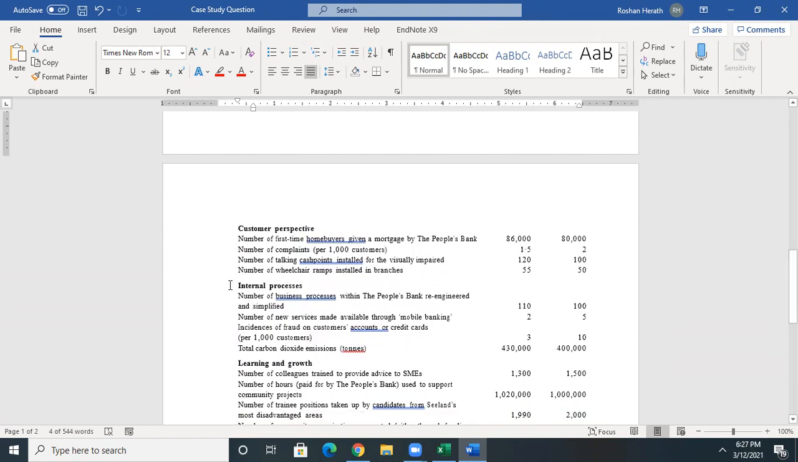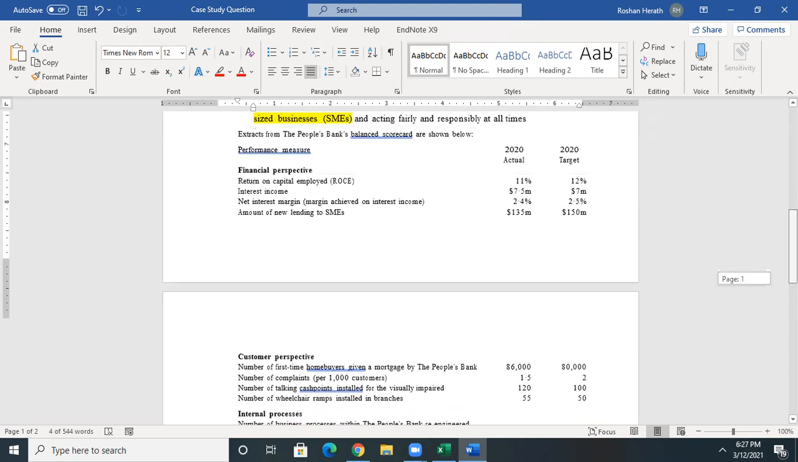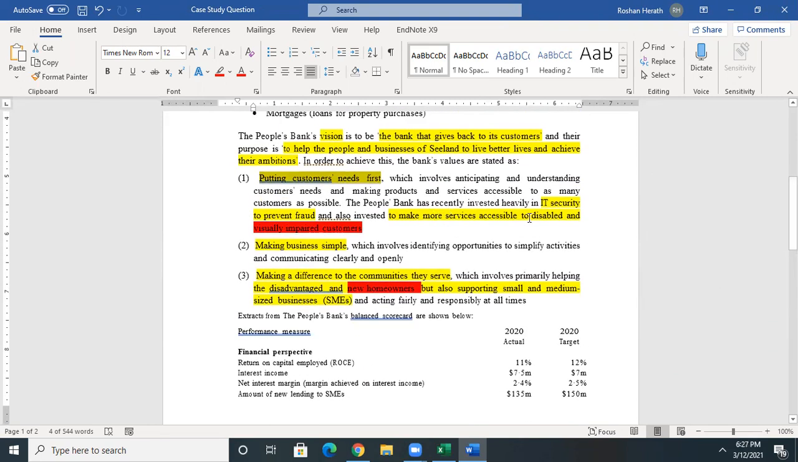And also, if you look at the wheelchair ramps, you have been very successful. You have achieved these targets. In that sense, you are doing well for the disabled community. So it's putting customer needs first. You are particularly successful in doing so.